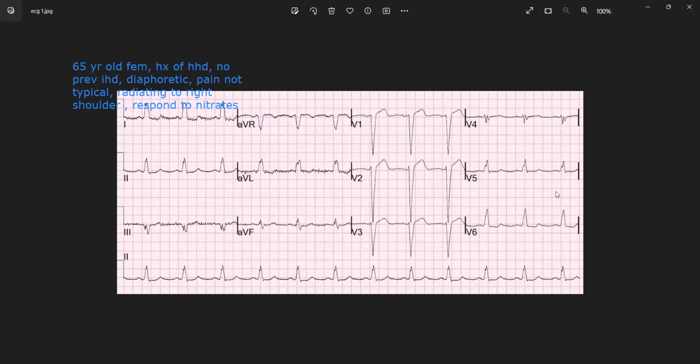Anyway, so that just tells you about what you can and can't do. And so hopefully this will help you in the future with patients who present to you with new left bundle branch blocks, suspected new left bundle branch blocks.